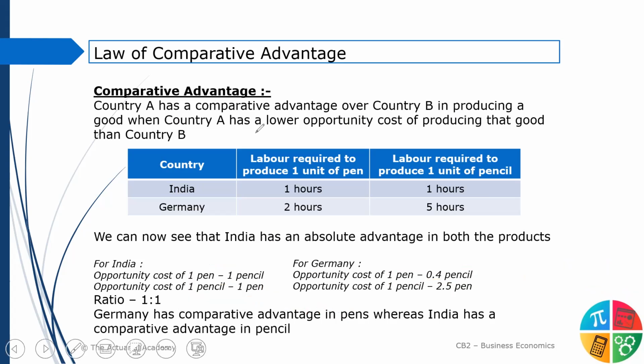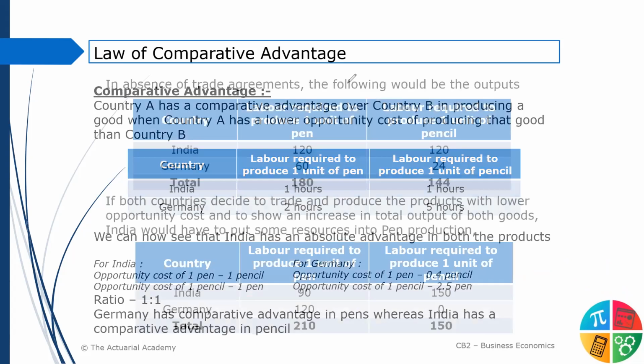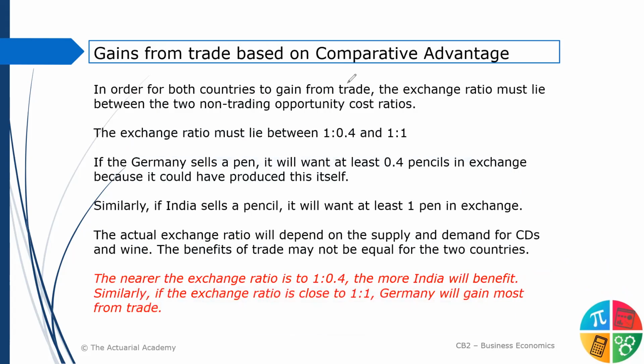we'll just move on to that slide. How countries can benefit, gains of trade due to comparative advantage. I'll just close this one. Okay, yeah. So, like I mentioned, the exchange ratio must lie between 1 is to 0.4 and 1 is to 1. उसके ऊपर exchange ratio हो ही नहीं सकता, because both the countries have that particular, what do we say, manufacturing capacity.